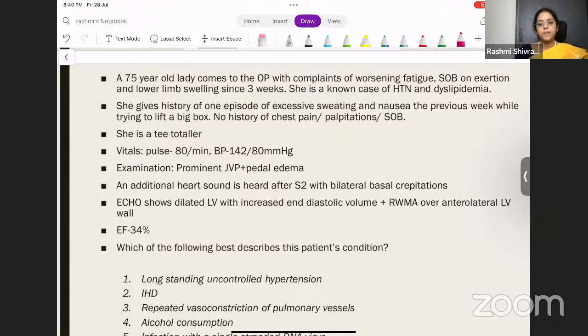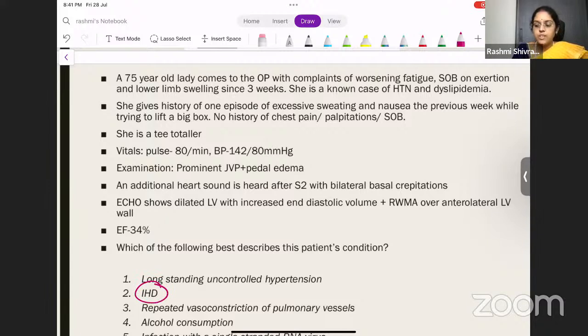A 75-year-old lady comes to the OP with complaints of worsening fatigue, shortness of breath on exertion, and lower limb swelling since 3 weeks. She's a known case of hypertension and dyslipidemia. She gives a history of one episode of excessive sweating and nausea the previous week while trying to lift a big box. There is no history of chest pain, palpitations, or shortness of breath. She's a teetotaler. The pulse and BP are okay. There is a prominent JVP with pedal edema also. We have an additional heart sound after S2 with bilateral basal crepitations. Echo shows regional wall motion abnormality over the anterolateral LV. The EF is low, that is 34%. What is it now? The answer is very obvious. It is ischemic heart disease, isn't it?